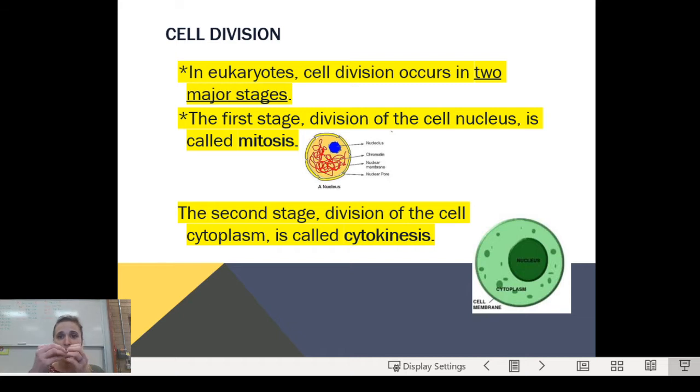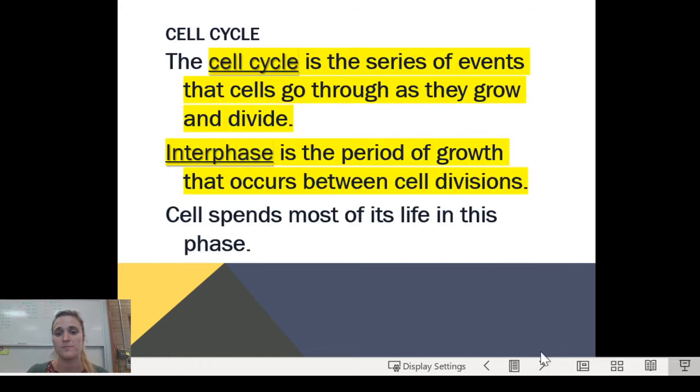In the second stage, after you have replicated and divided that nucleus, you're then going to divide the cytoplasm. Conveniently, the division of the cytoplasm is called cytokinesis. So cytoplasm and cytokinesis go together. Cytokinesis is the division of the cytoplasm. In the first stage, you replicate, separate, and end up with two nuclei, the division of the nucleus. And then in the second stage, you divide the cytoplasm in cytokinesis.